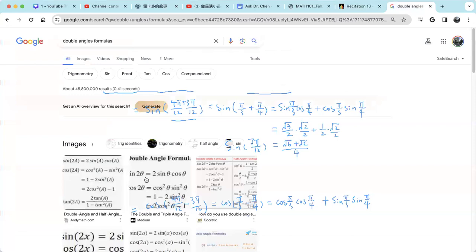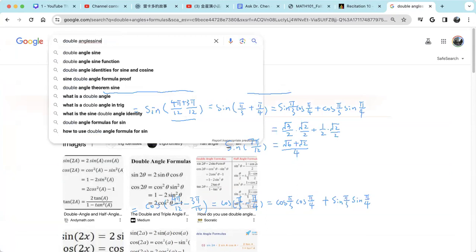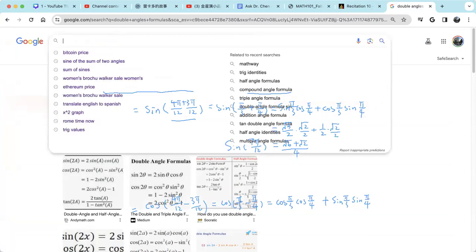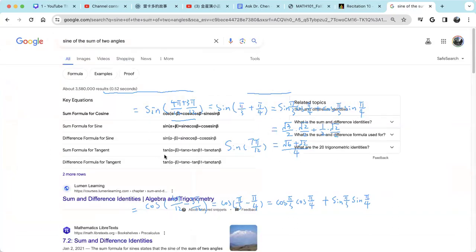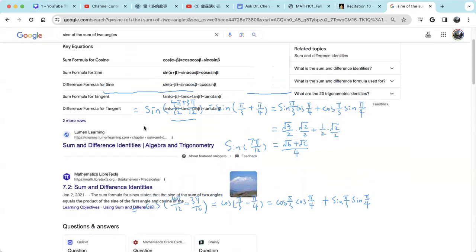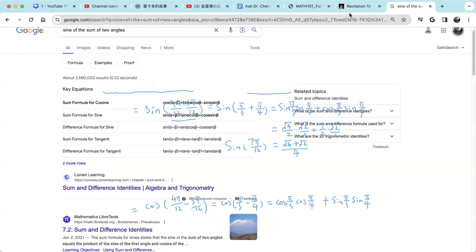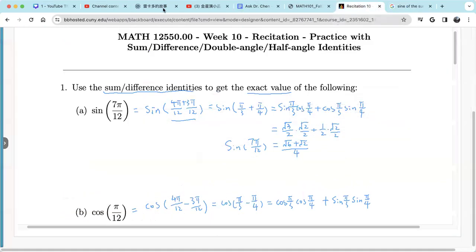Sum of two angles. Cosine, cosine. Yeah, cosine is opposite. Yeah, okay. So I'm right about that. Sine is consistent. So for sine, the sum of two angles, this is a sum. For cosine, this is a difference, this is a sum.